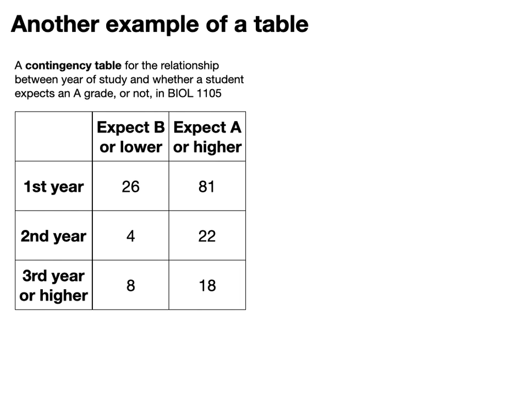So I just took that variable, your answers in the poll, and I created a categorical variable from it, whether or not a student expected to get at least an A. And then we can look down to the next row and the next row, and you can see the counts of the students in second year. 4 of them expected a B or lower, but 22 of them expected an A or higher, and so on.